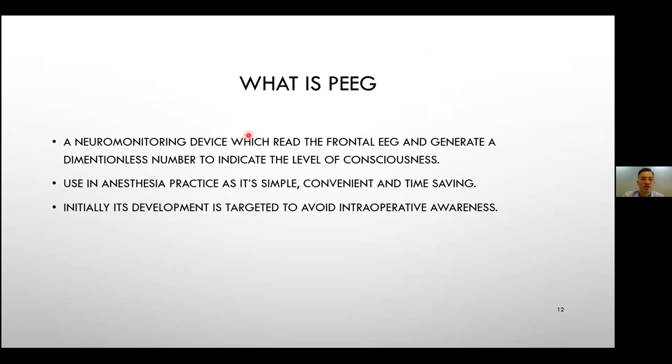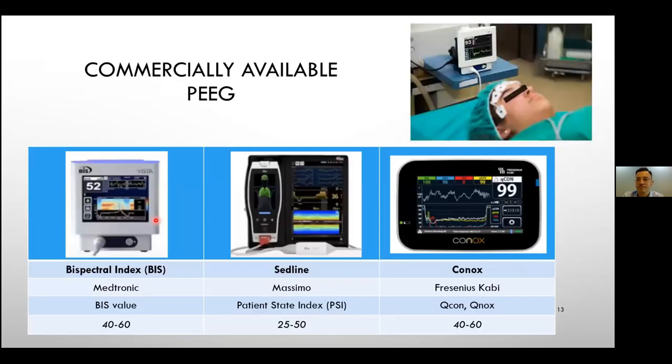Basically, it's a neural monitoring device which reads the frontal EEG and generates a dimensionless number to indicate the level of consciousness. It is commonly used in anesthesia practice as it is a simple and convenient way of applying the strips, and it's also time-saving in terms of processing and interpretation. Initially, its development was targeted to avoid intraoperative awareness.